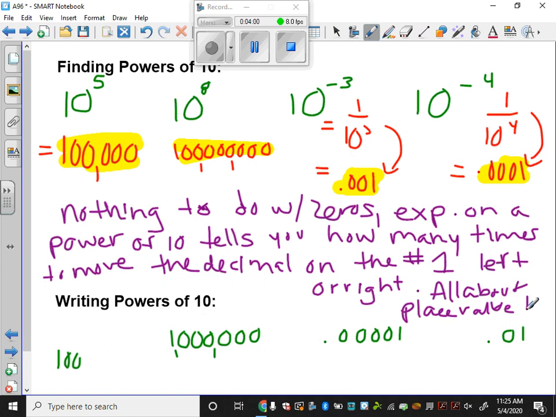And to be honest, I hated place value when I was in school. I just, I don't know, I just didn't enjoy learning about it, to be honest.